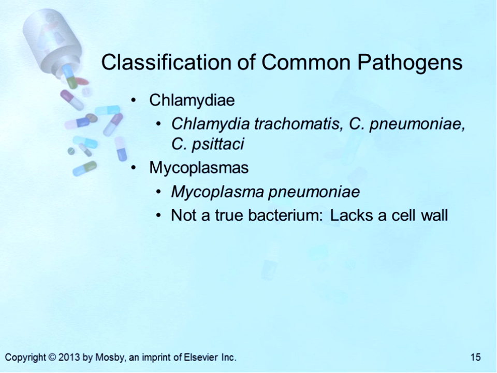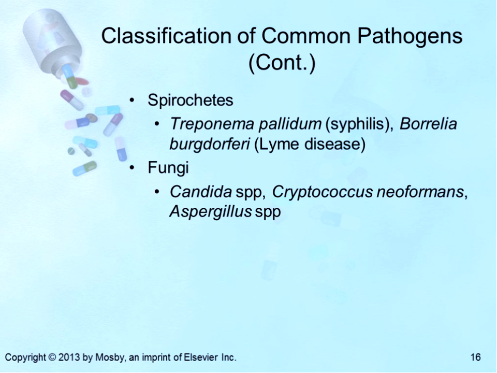Classification again of common pathogens. There's Chlamydia trachomatis, C. pneumoniae, C. psittaci, and the Mycoplasmas. The Mycoplasma pneumoniae, these are not a true bacterium because they lack a cell wall. We also have the spirochetes and the fungi.